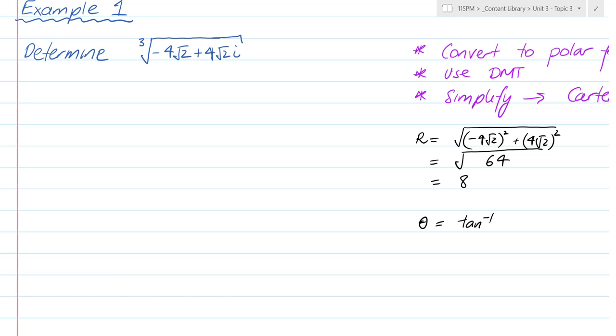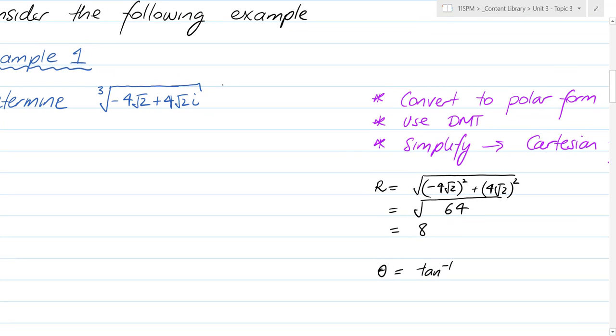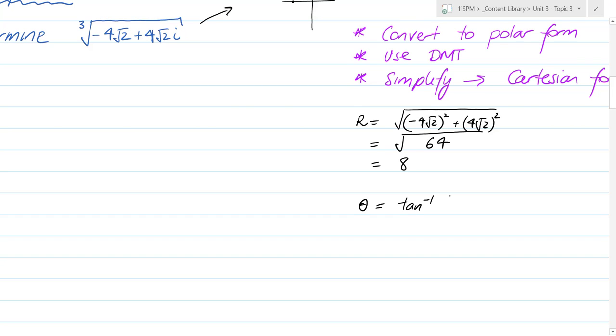I use tan inverse, and then I just make sure that I'm being quadrant aware. So in terms of quadrant aware, if I sketch this, it's in the negative part of my real axis and the positive part of my imaginary axis, so it's in the second quadrant. So I'm looking for an answer in the second quadrant, but I get tan inverse of negative 4 root 2 over 4 root 2. Oh, sorry, that should be the other way around. It should be 4 root 2 over negative 4 root 2. It's b over a.